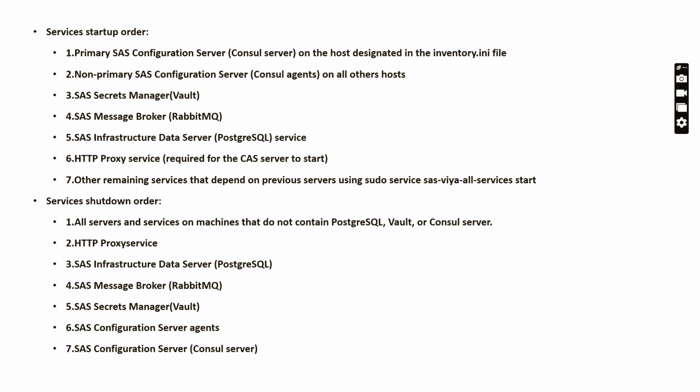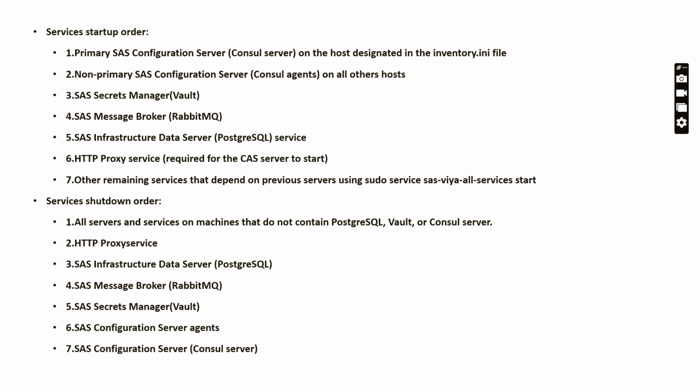Next, message broker. To exchange the messages between the two services, we use this message broker. And database server. Next, Apache HTTP proxy server. Why? Because using this one, users are able to establish the connections to the cache server. So next, all the other remaining services.